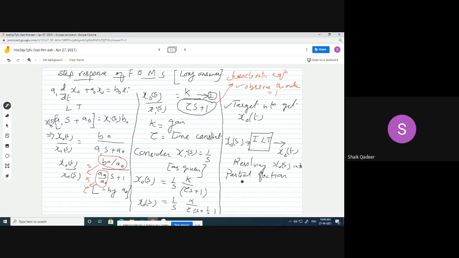Are you aware of this practice? S domain equation is given and we are asked to find the time domain equation. For that, we start with resolving into partial fraction, then using the available direct relations, we can get the inverse Laplace transform answer. I hope you are aware of this practice. So I'm proceeding. I'm taking the next screen for that.